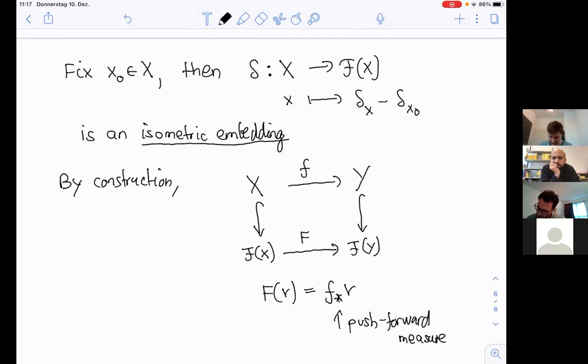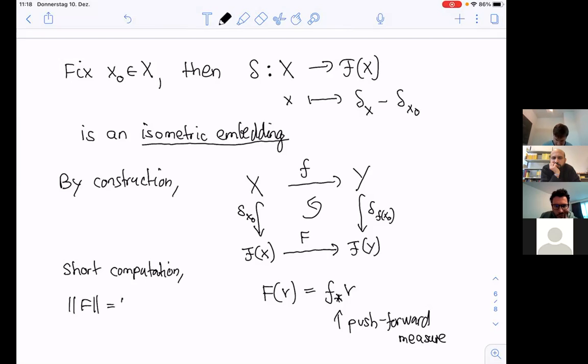And if you choose your deltas correctly, then this diagram commutes. I mean, you have to take care of this point here. So here you take delta x0, and here you take delta f of x0. Okay, and then this diagram commutes by definition, and a short calculation. We have that the norm of f is equal to lip of small f. So that's what we wanted.